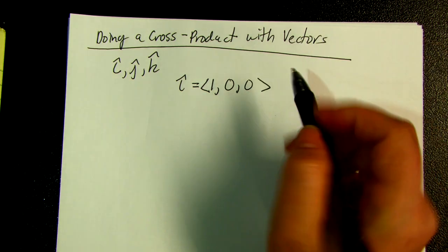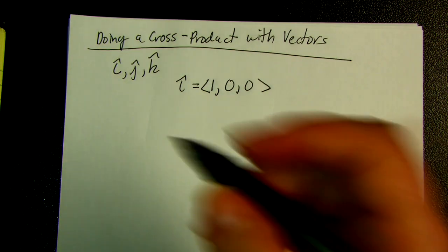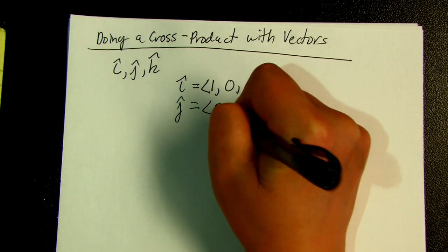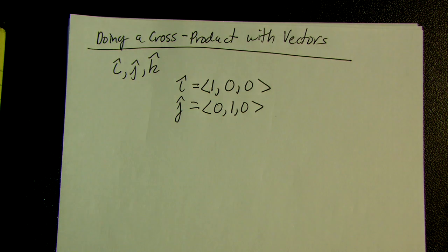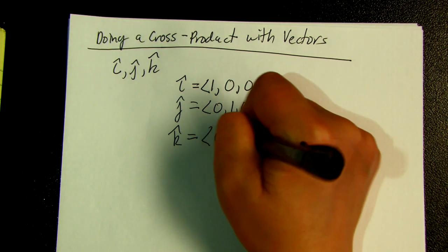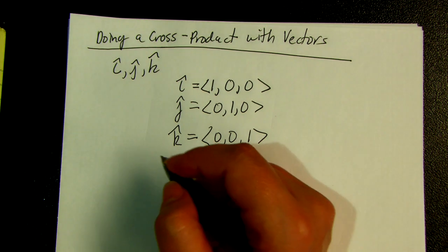So I is the unit vector corresponding to the x plane. J is the unit vector corresponding to the y plane, and k is the unit vector corresponding to the z plane. All right. And they've got some interesting properties.